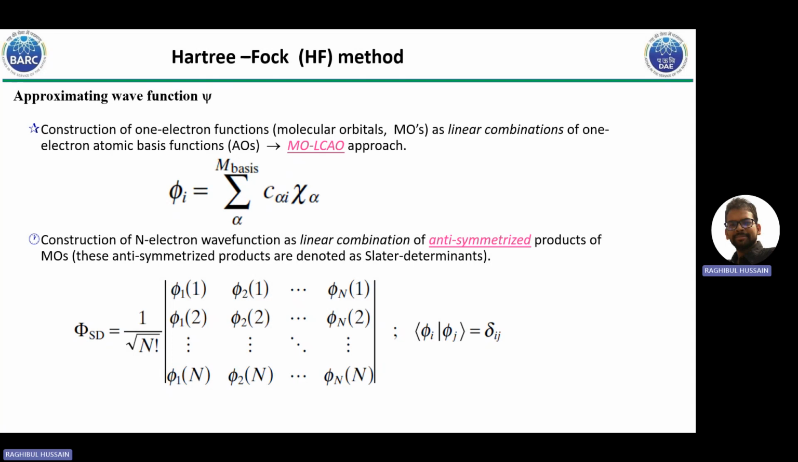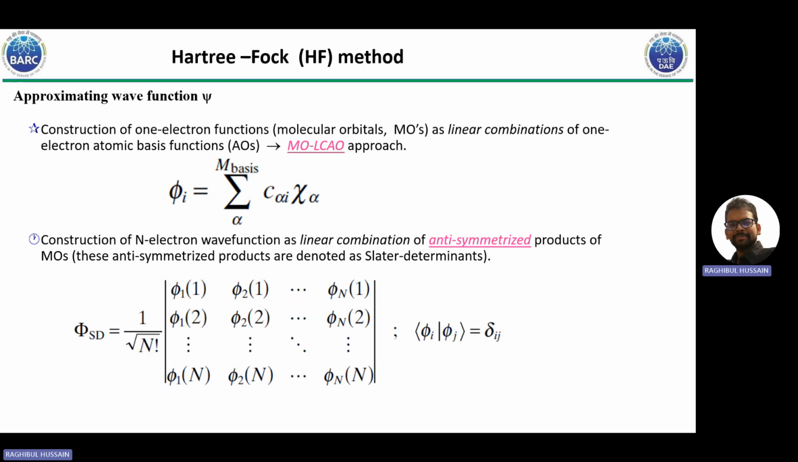That Slater determinant should be anti-symmetric. That is, I was telling you your wave function should satisfy some norms. So one of the norms is that it should be anti-symmetric. So does anybody have any idea what we mean by an anti-symmetric wave function? Simple way.